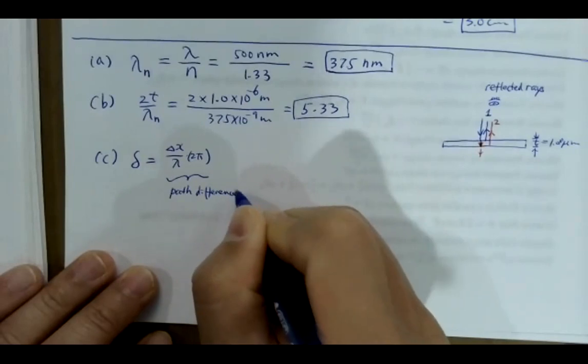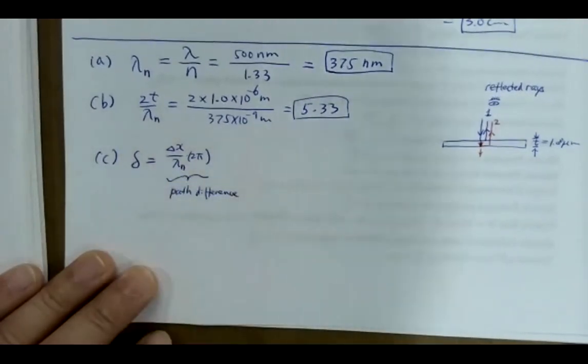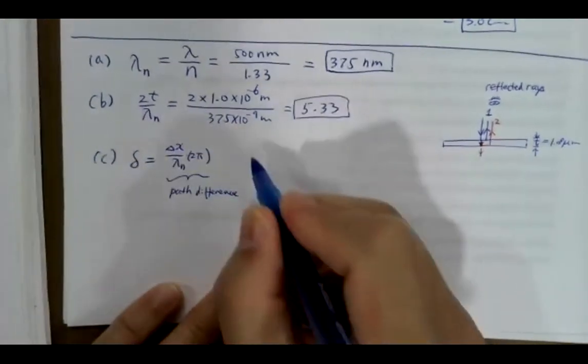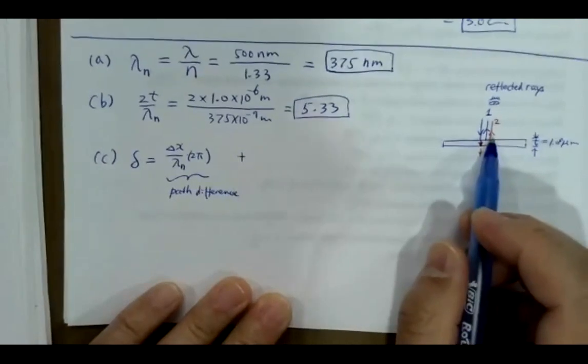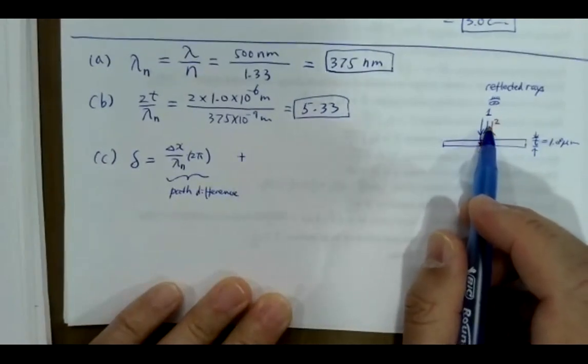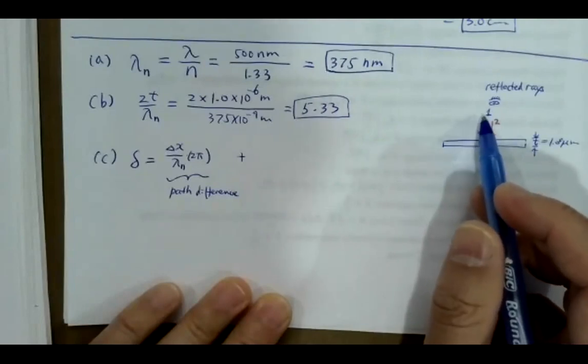Now we are in the medium, so that means we want to use lambda sub m here. And then the second part will be coming from if there's originally a phase difference between the two. Okay, so originally they are the same coming in.